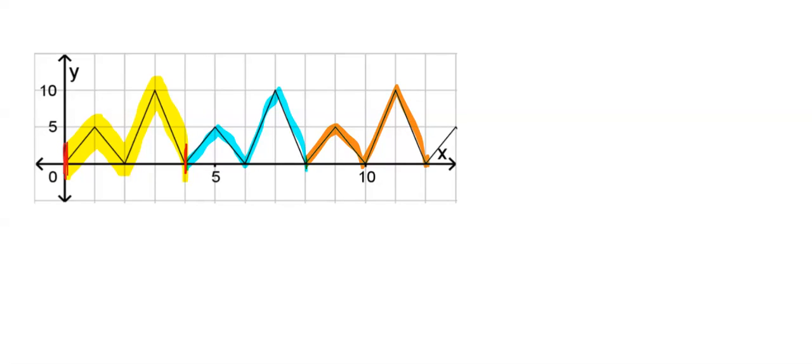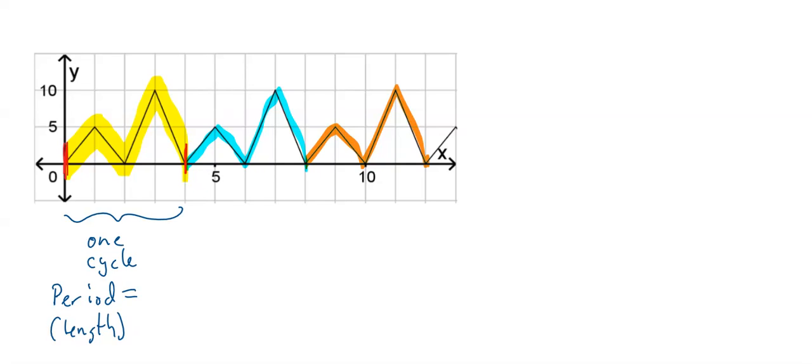So the length of one cycle, there's one cycle, and its length, or its period, the length of that cycle is 4. 1, 2, 3, 4, because it starts at 0 and goes to 4. So this one in particular goes from 0 to 4. So it has a length or period of 4.